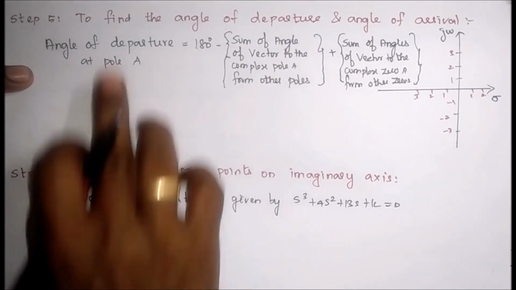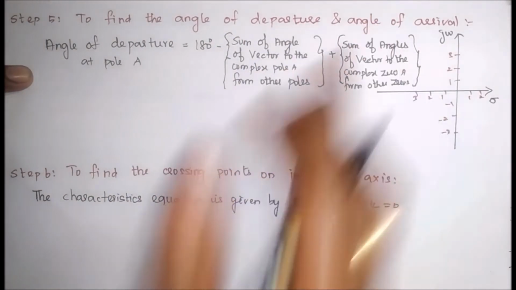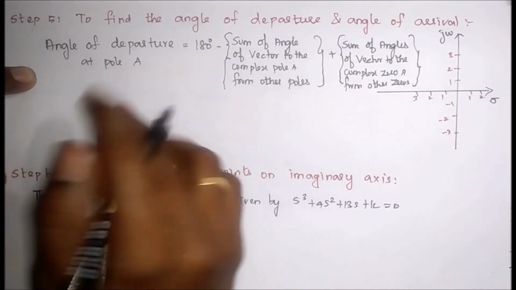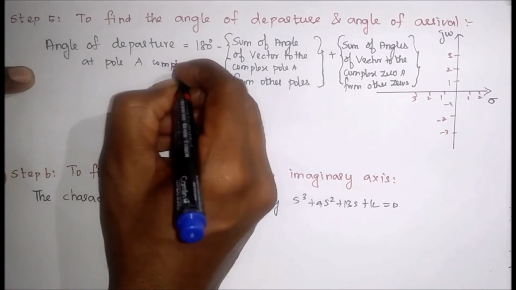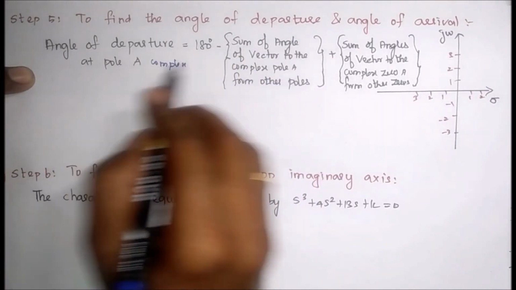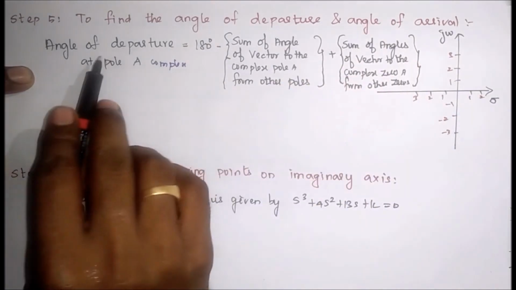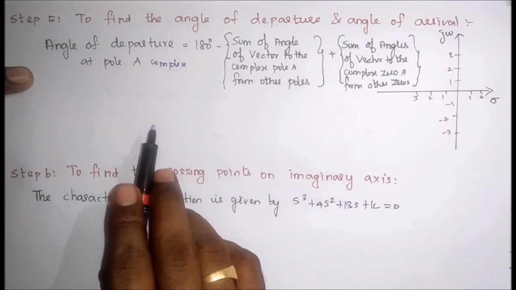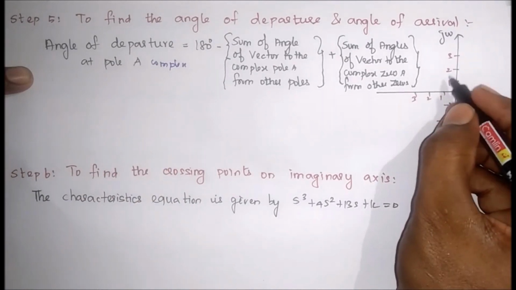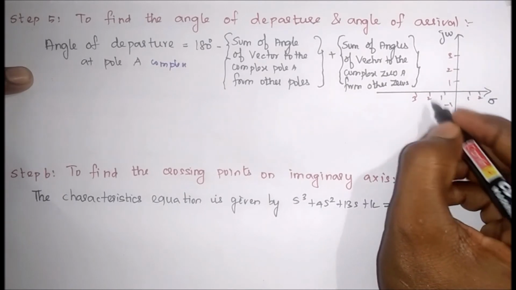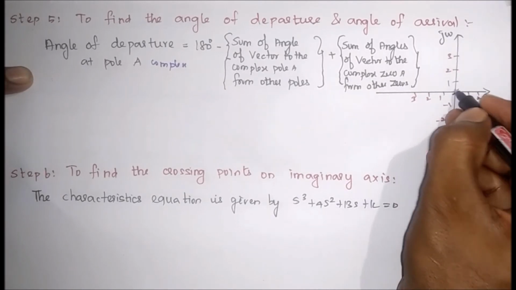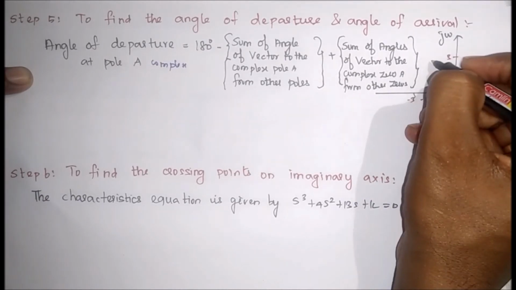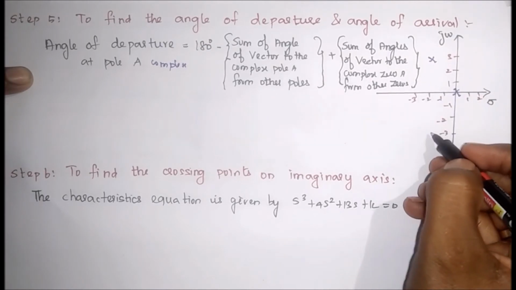So now step 5, to find the angle of departure and the angle of arrival. To find the angle of departure, we have to take a complex pole. For angle of arrival, according to the formula, we have to consider a complex zero. But the given problem has only complex poles. We can consider this as an ordinary graph. Here this is the one pole. The second pole is minus 2 plus 3, and the third pole is minus 2 minus 3.